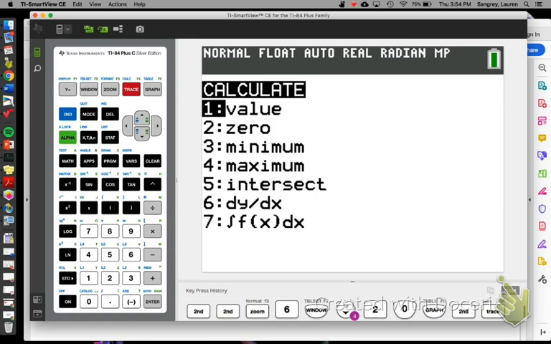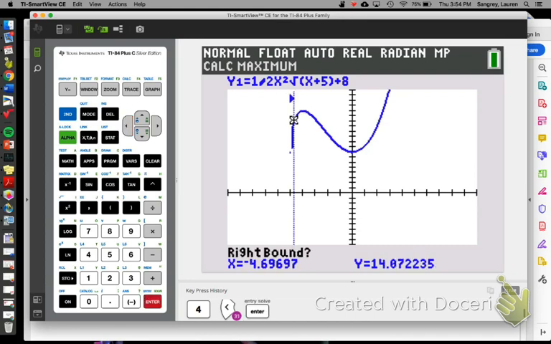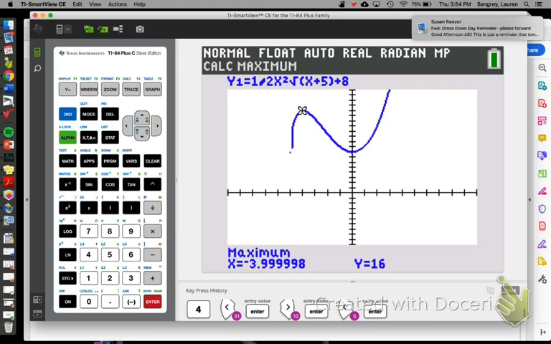Let's do the maximum first, so that's option 4. So I need to go over to my max and get the left bound. Enter, and then go over to the right, enter, and a guess. All right, this is negative 3.9999999. So let's round this to negative 4, because it is going to round up to negative 4. So for your max, we will say negative 4, and then y is 16. All right, so there's your maximum.